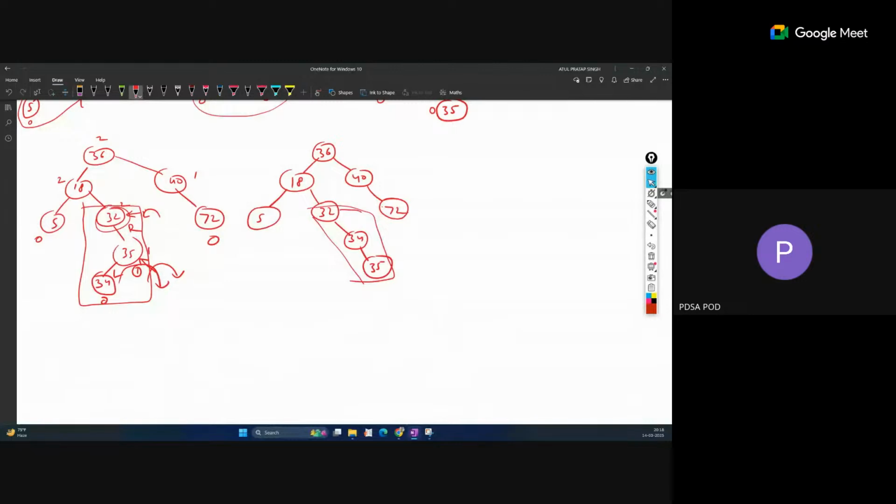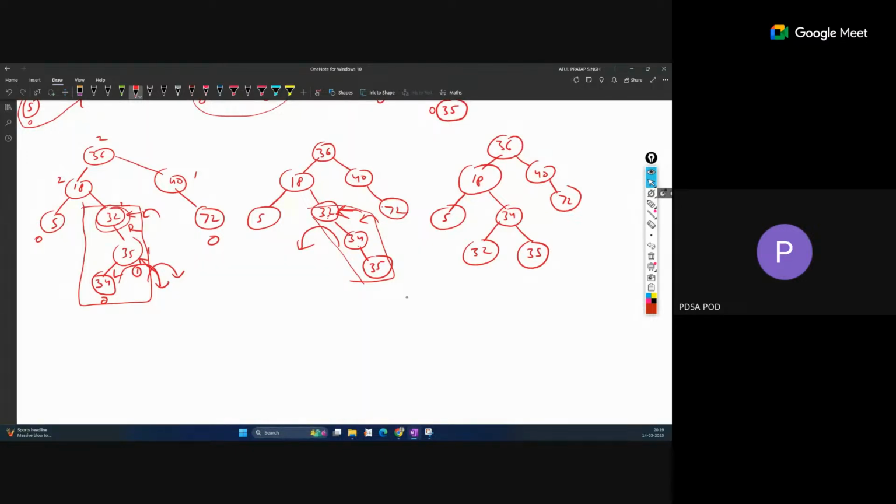Now, the second rotation we will apply on this node, that is anti-clockwise. You can see this has become an RR type of condition. For RR type, we apply an anti-clockwise rotation on this node. After that, we are getting 36, 40, 72, 18 and 5. This 34 will reach the 32 position and 32 will become the left child of 34. So 34, and this becomes 32, and this is 35. Now after two rotations we will get this.